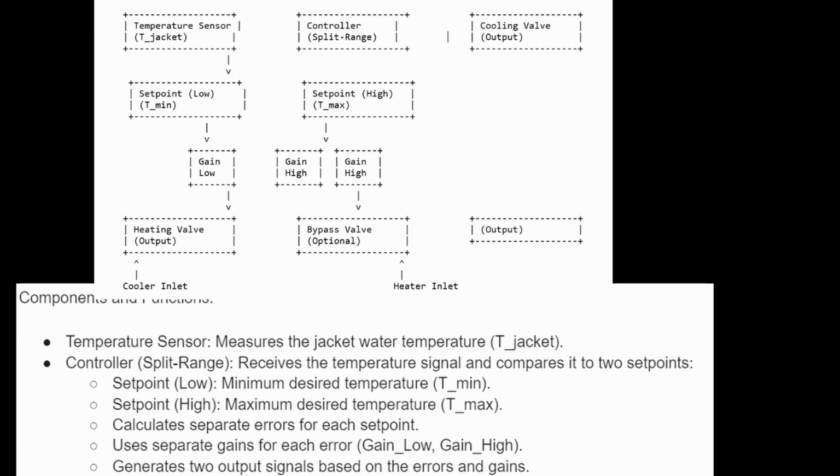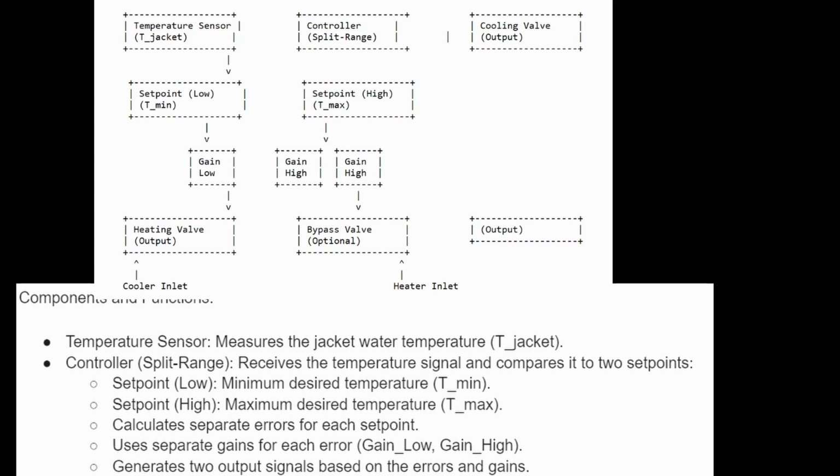Components and functions. Temperature sensor measures the jacket water temperature, T jacket. Controller split range receives the temperature signal and compares it to two set points. Set point low, minimum desired temperature, T min. Set point high, maximum desired temperature, T max. Calculates separate errors for each set point. Uses separate gains for each error, gain low, gain high, and generates two output signals based on the errors and gains.